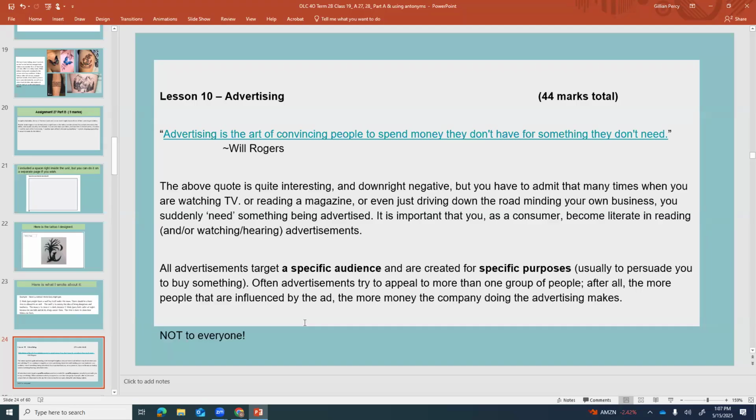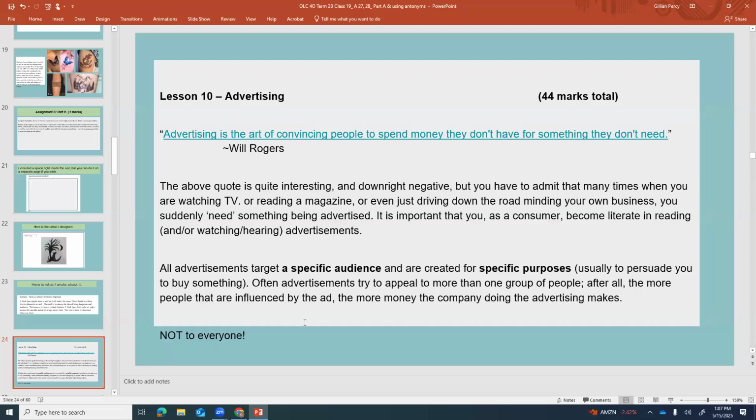Okay, so advertising is the art of convincing people to spend money they don't have for something they don't need. And that's a very cynical quote by Will Rogers, who was a famous actor at some point. But you have to admit, there are many times when you're watching TV or reading a magazine, or even just driving down the road minding your own business, and suddenly you hear or see an advertisement and then suddenly you feel like you need it, right?